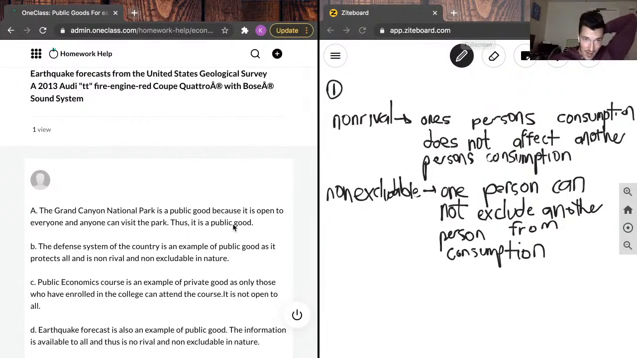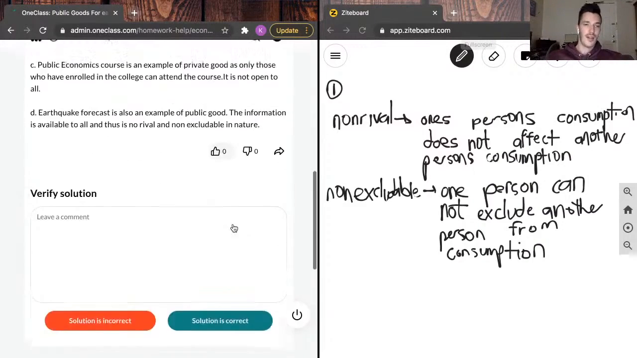The 2013 Audi, and Bose should pay me rights for reading this to you guys, is going to be an example of a private good. It's excludable because whoever owns that car is not going to let anybody else drive it. There's probably a couple of exceptions. And similarly, there are a set number of 2013 Audi Fire Engine Red Coupe Quattro with Bose sound systems available. So if I buy one, then there's one less for anyone else to buy.